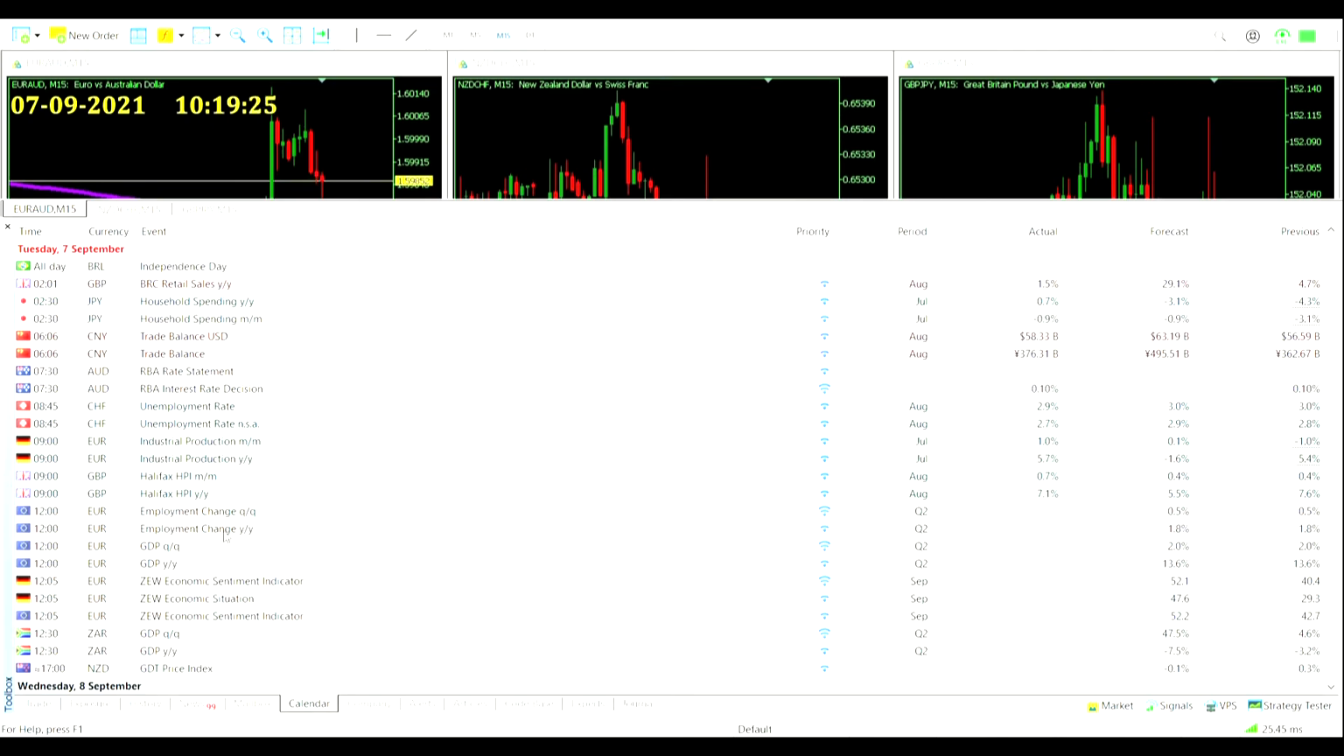12 o'clock, we got big numbers coming out of the Eurozone as a whole, employment change quarterly and yearly, and GDP quarterly and yearly too. There is a chance that we see some volatility off the back of that. Although because of the way the Eurozone is spread, we do see less on the Euro than we do on other currencies, like if the pound were releasing their employment numbers. But we will watch out for those numbers at 12 o'clock.